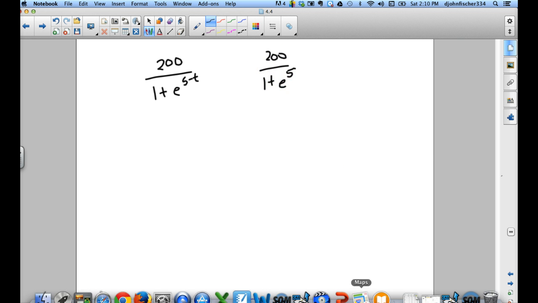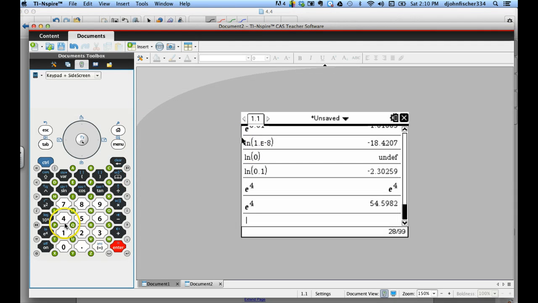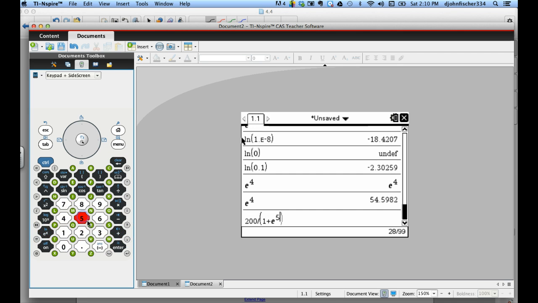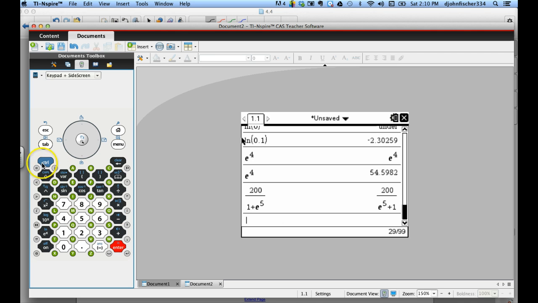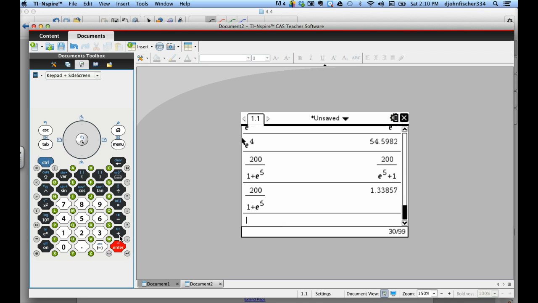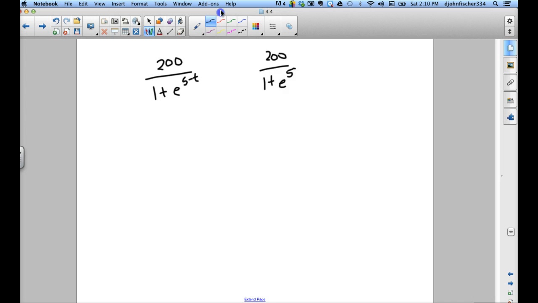So I'm going to pull my calculator out. Hopefully it's still on. Okay, yep. So I'm going to get 200 divided by, oops, I had to back up a second, divided by parentheses 1 plus e to the 5th. Enter. Oh, control enter, how about that? And it gives me about 1.33, so approximately 1 student. So for number 52, part A, how many students are affected initially? 1.33, which is approximately 1 student is affected.